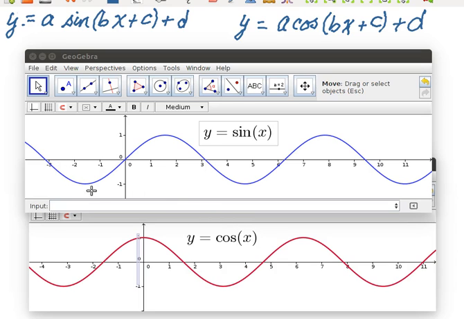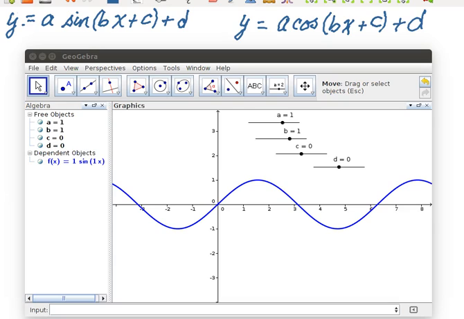Now, anytime that we've got this wavy motion, this sinusoidal motion, if we have the graph, we want to be able to produce the equation. If, on the other hand, we have the equation, we want to be able to produce the graph.